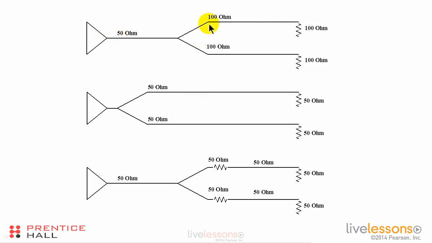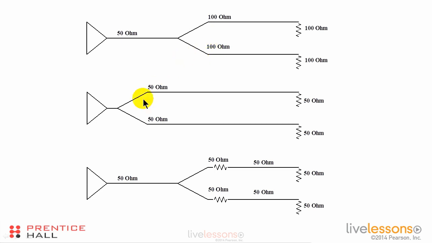The first is that we bring a 50 ohm trace down and then we branch into two 100 ohm traces. And then we terminate those 100 ohm traces in 100 ohm resistors, and those 100 ohm traces in parallel give a 50 ohm equivalent at that point, and there is no impedance discontinuity.